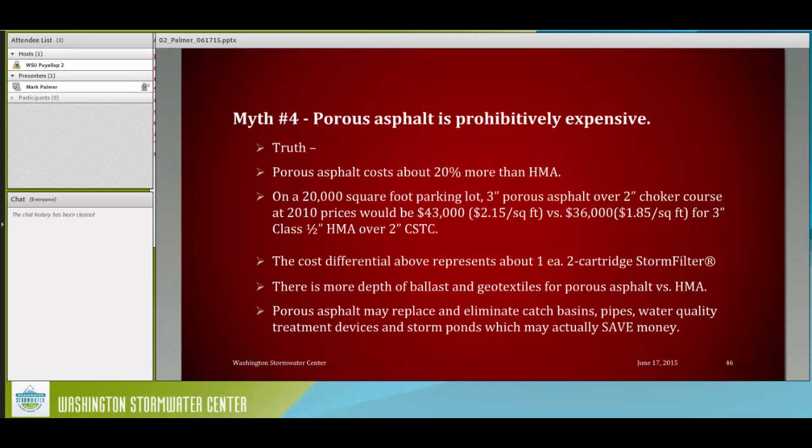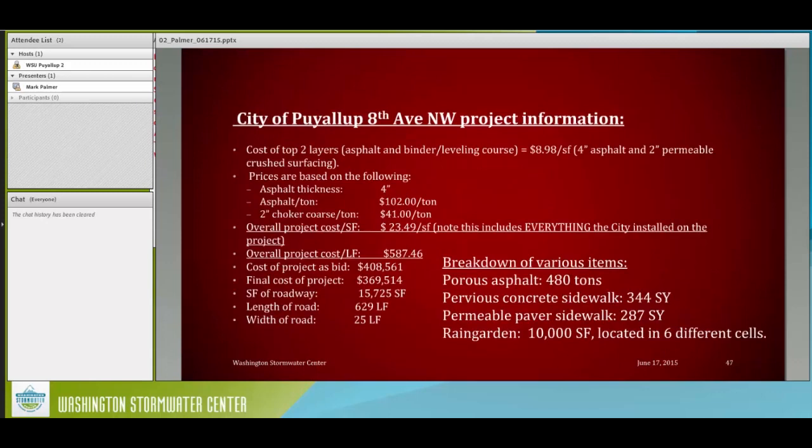There's a little bit more depth of ballast and geotextiles on porous pavement, so that adds a little bit of the cost of the porous pavement. But if you're going to eliminate all those catch basins, pipe, water quality treatment devices, storm ponds, and the real estate that goes with the storm ponds, you are very likely going to be saving money rather than spending extra money on porous pavement, particularly where you have strict NPDES stormwater rules, which most of the country does.